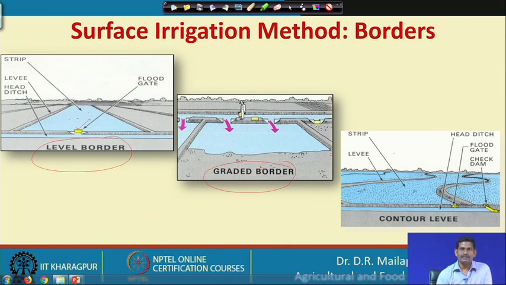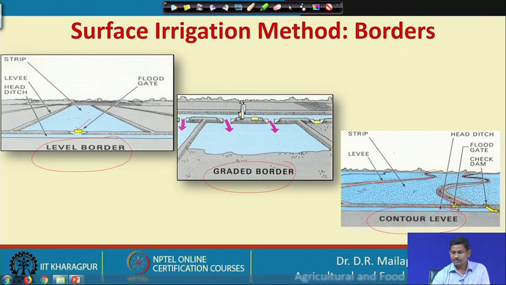And then the graded border, it has a slope. As I mentioned, there is a grade of less than 1%. So, you can expect that grade here. And then the contour levee. The levees are going to follow the contour lines. Okay. So, that creates the slope, and then as usual the water has to be released through the head gate.